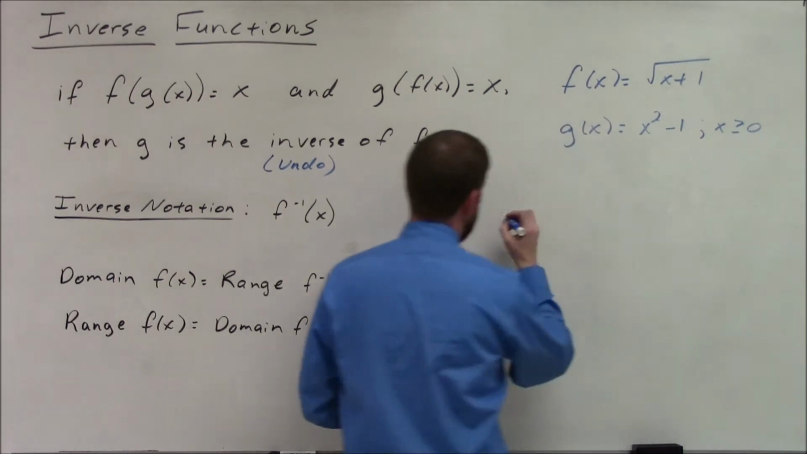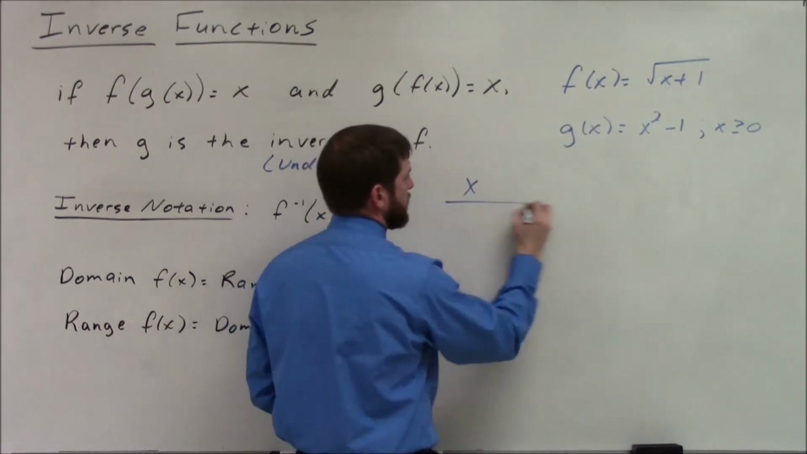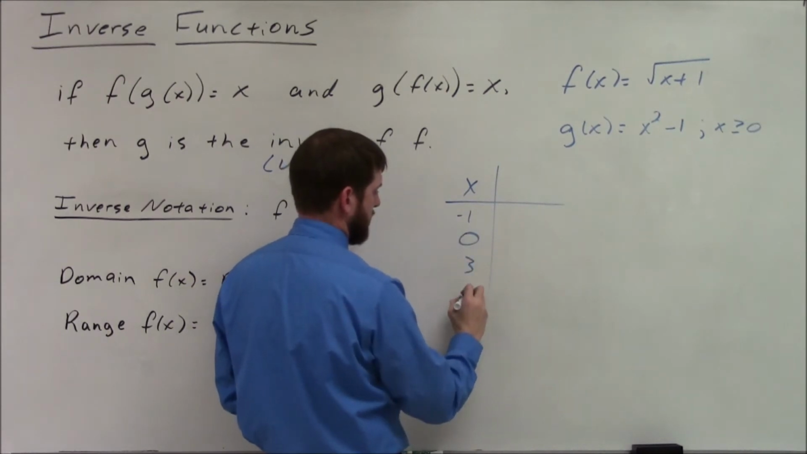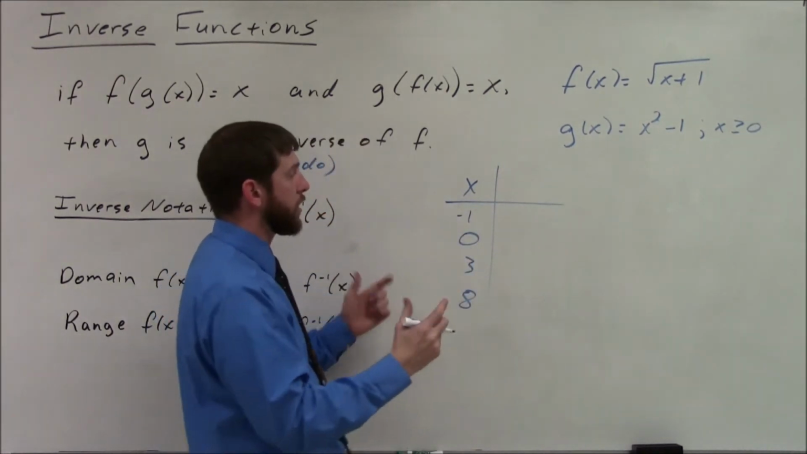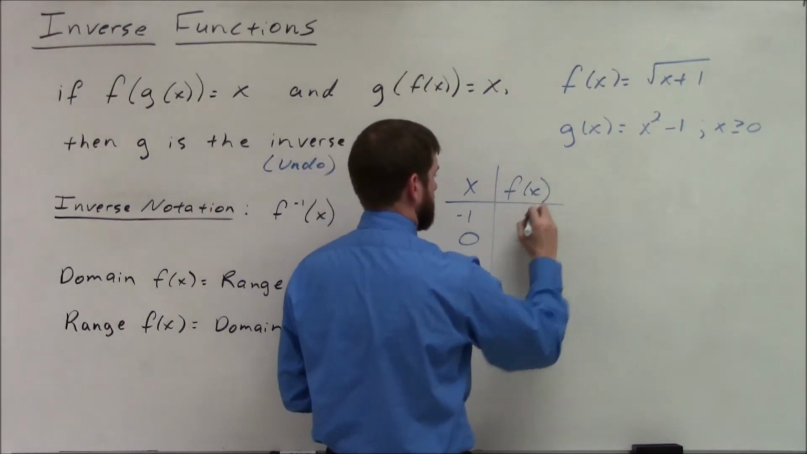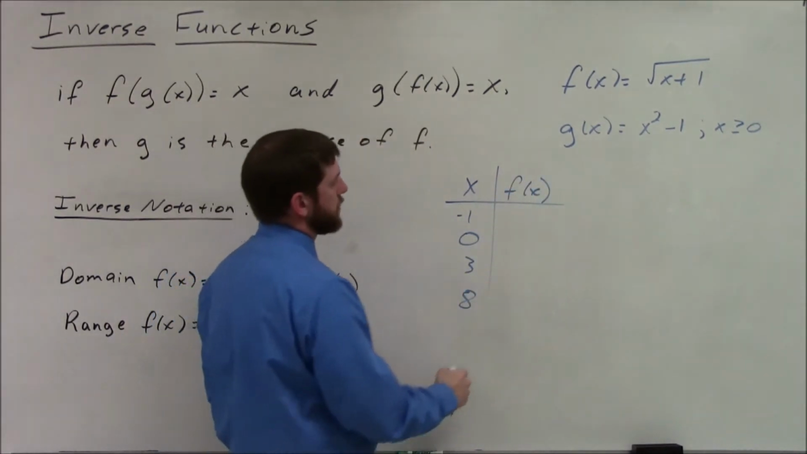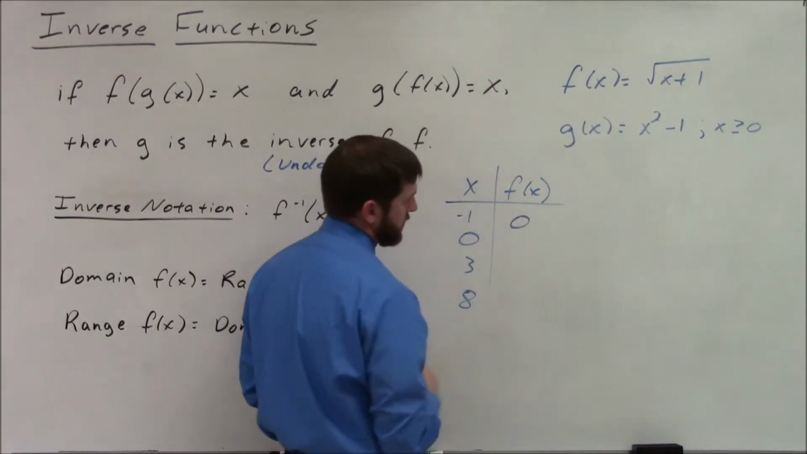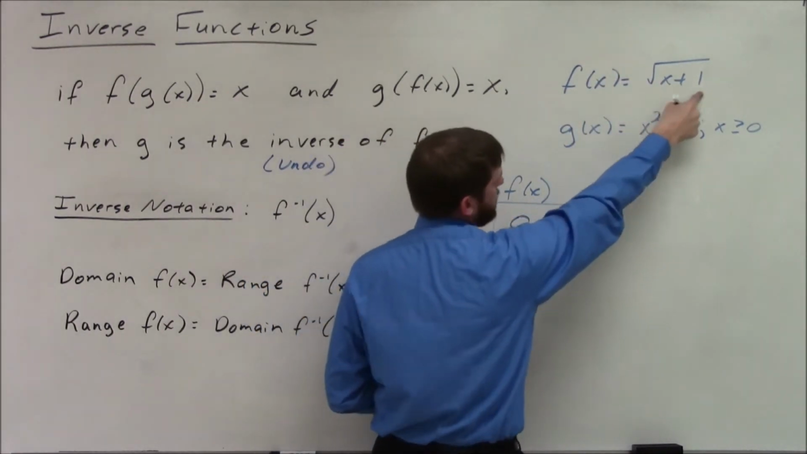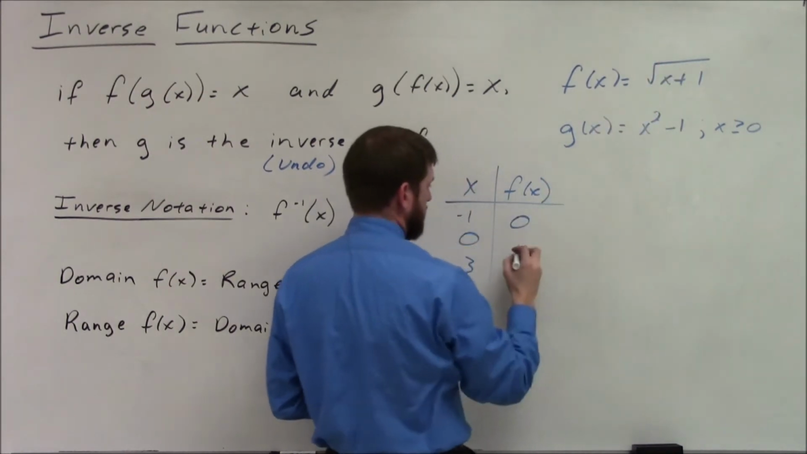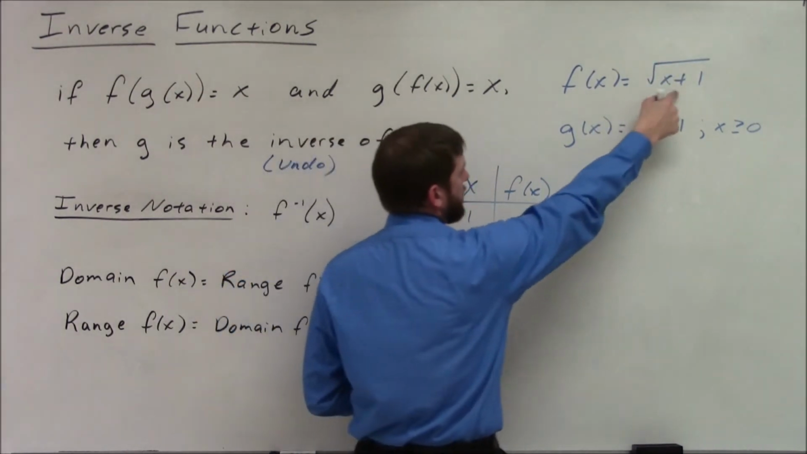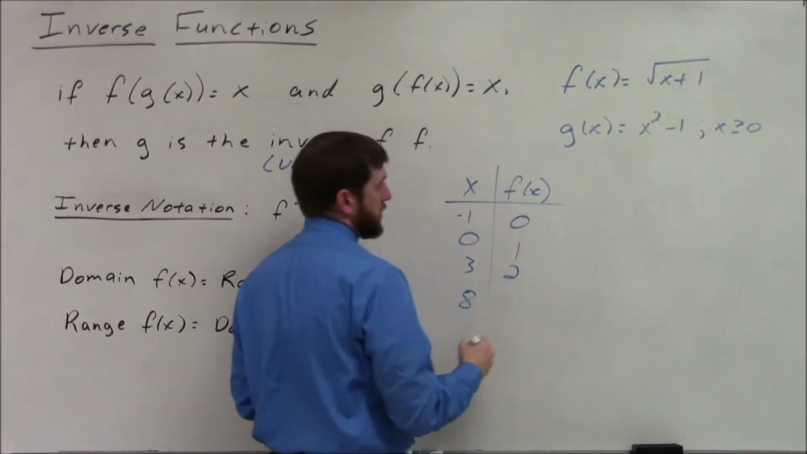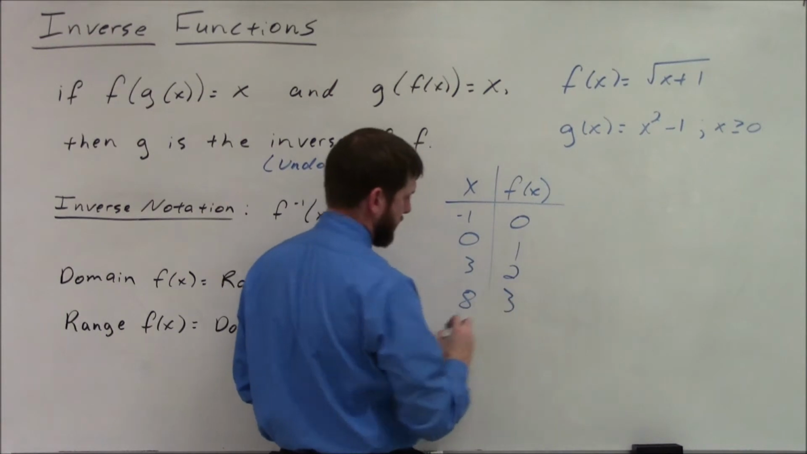Let's say that we have x equal to -1, 0, 3, and 8. So in our f function, f of x is equal to, well, -1 plus 1 is 0, square root of 0 is 0. 0 plus 1 is 1, square root of 1 is 1. Try 3. 3 plus 1 is 4, square root of 4 is 2. And then 8 plus 1 is 9, square root of which is 3.